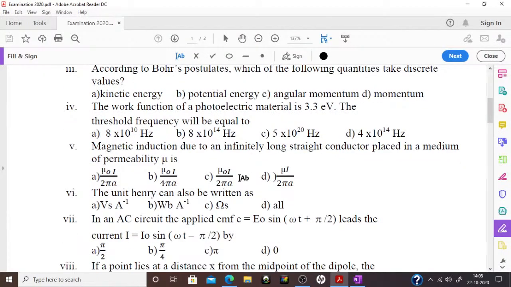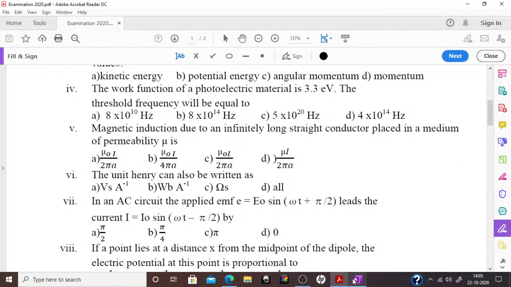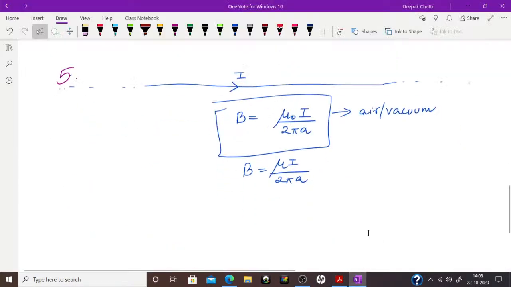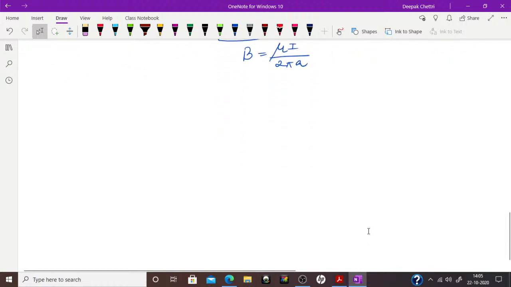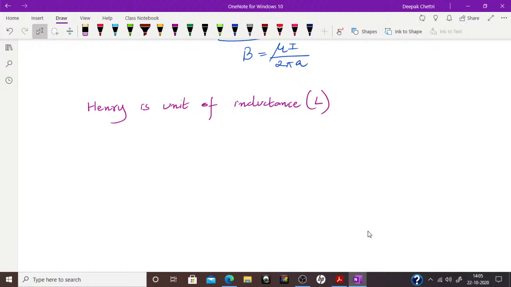Okay, next question. The unit of Henry can also be written as what? So Henry is the unit of what? Electric inductance, right? Henry is the unit of inductance. And the symbol for inductance is L. So if you remember Faraday's law, E is equal to minus L di by dt. This is the formula, this is Faraday's law, right?